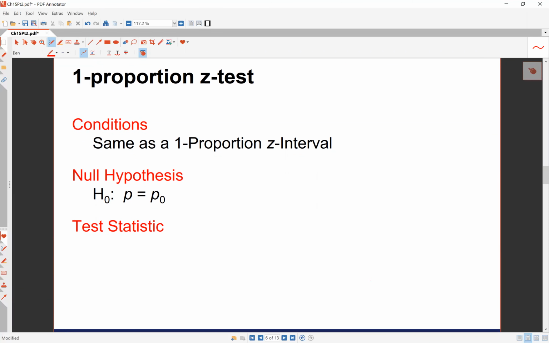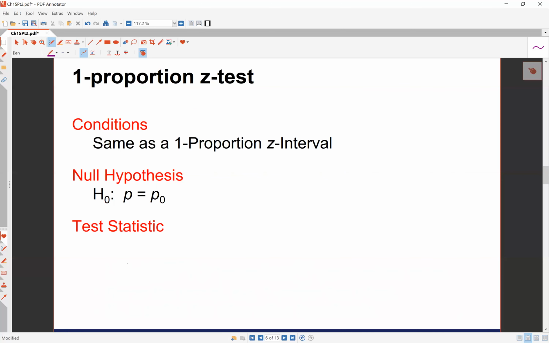There is a parallel here between the conditions for a testing problem and the conditions for a confidence interval problem. So you want to make sure you go and review under which conditions you can construct a confidence interval for a proportion, because you need those same conditions to be true for the testing problem. Now, if those conditions are satisfied, then you are going to calculate a test statistic.